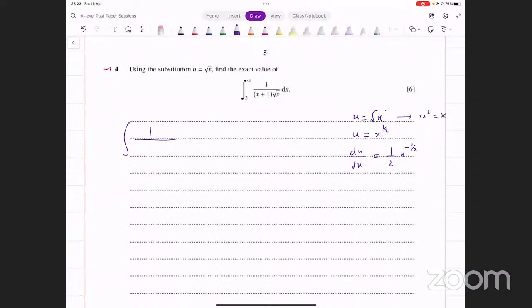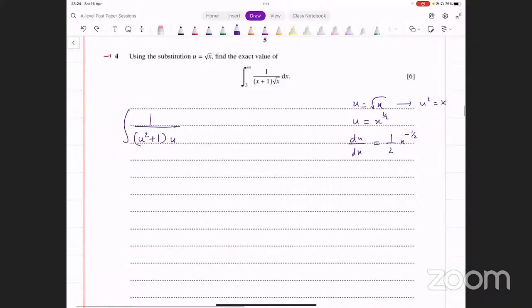ठीक है, तो डिनोमिनेटर में हमारे पास क्या आ सकता है? We can have u square plus 1. x की जगह पे u square डाल दिया, square root of x की जगह पे u डाल दिया, and now we've got to replace dx as well. ठीक है, अब उसका एक तरीका क्या हो सकता है, आप यहाँ से dx को सब्जेक्ट बना लें, ये जो आपने डेरिवेटिव निकाला है इसमें से dx को सब्जेक्ट बना लें. How are we going to do that?